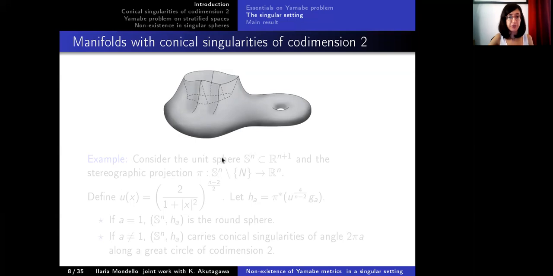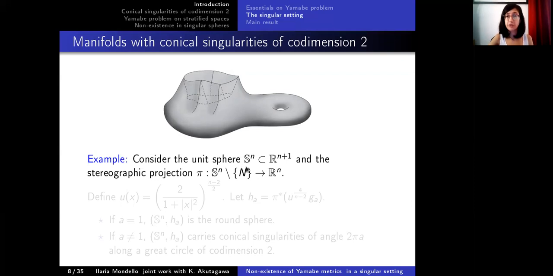Another example, which is going to be very useful in the following, is the one of singular spheres. So consider the unit sphere and the stereographic projection from the sphere minus the north pole to Rn. Then we can define this function on Rn and a conformal metric to the singular metric Ga that we just defined. So here, remember, you give to Rn a conical singularity along an Rn minus 2. Then you pull back this metric on the sphere, and you get another metric on the sphere.